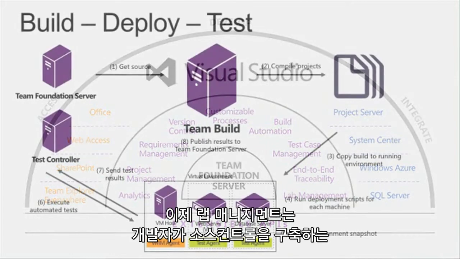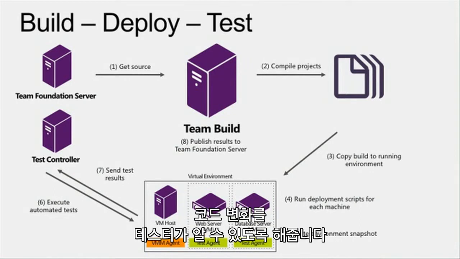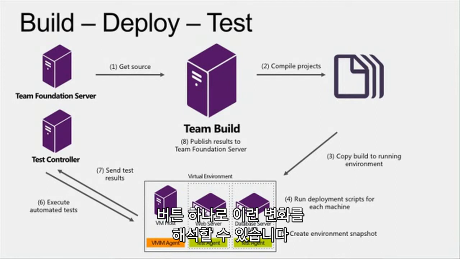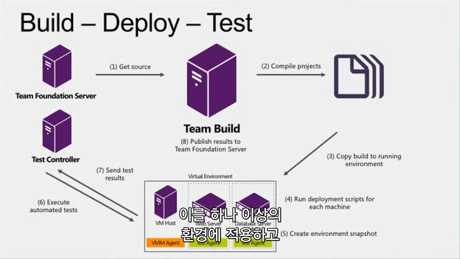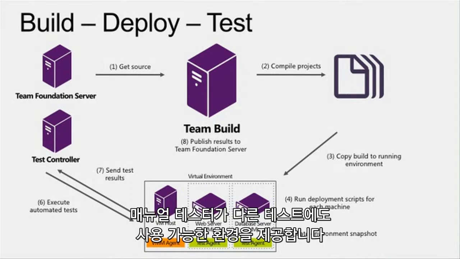Now, lab management can allow you to take code changes that your developers are making in source control and push a single button which will compile those changes, deploy them out to one or more environments, run all of your automated tests against those environments, and then present environments that your manual testers can then use for all of their manual testing efforts.